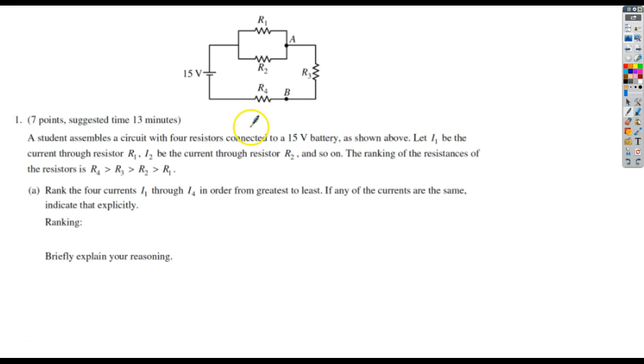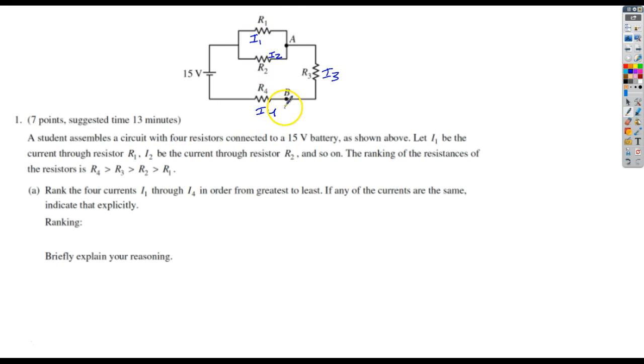Let I1 be the current through resistor R1. So we know that this one is going to have a current I1. This one's going to be I2. This one's going to be I3. And this one's going to be I4. They want us to know that they rank the resistors. R4 is bigger than R3, which is bigger than R2, which is bigger than R1. So this one could be 4 ohms, 3 ohms, 2 ohms, 1 ohm.